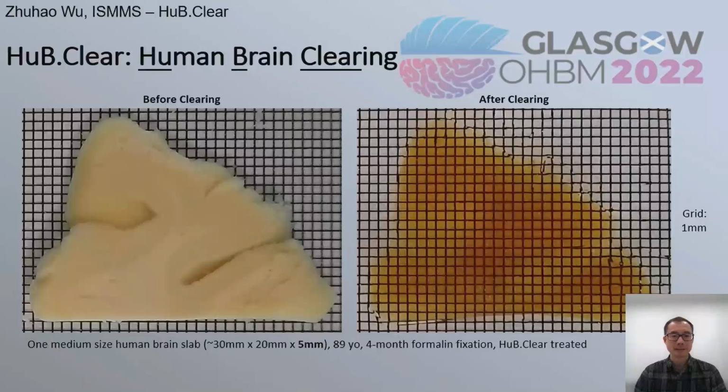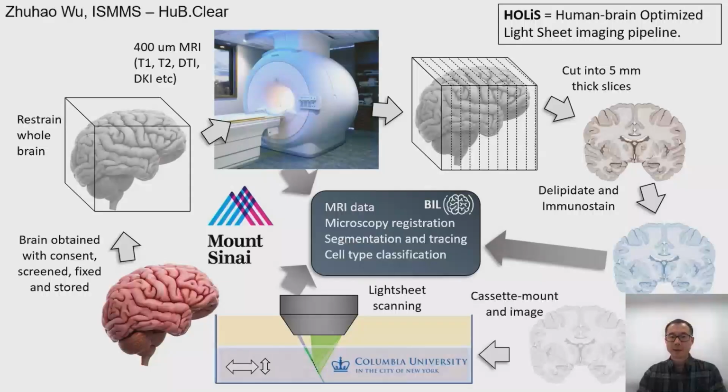So this is a medium-sized human brain slab from an 89-year-old donor after 4 months of formalin fixation, and it still worked quite well. We are currently optimizing and adapting the human brain clearing procedure for a whole human brain imaging pipeline with cellular resolution. Of course, this is being done in collaboration with a team of great scientists.